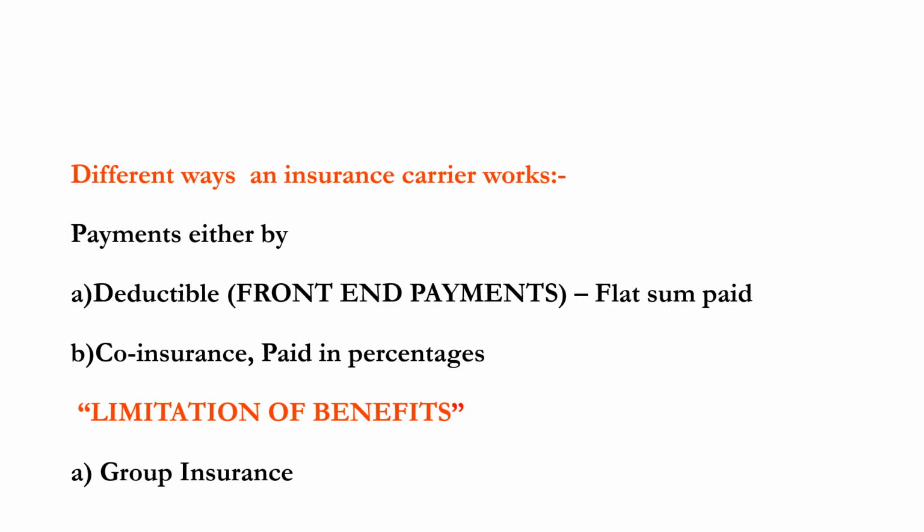Co-insurance is defined as an arrangement in which a carrier and a beneficiary are each liable for a share of the cost of the dental services provided. So, for example, a patient has to pay 20% of the cost of hospital care. The remaining 80% will be paid by the insurance company. That is limitation of benefits.